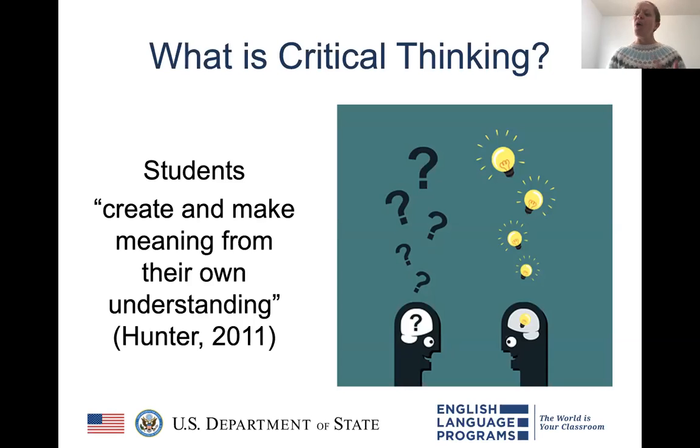It's about how we understand something and how we can use that understanding to solve problems, to think of new ways of doing things, to improve the things in our communities and the things in our schools, and also to improve ourselves. So critical thinking is something that has gotten a lot of attention in more recent years, both in the English language field as well as in education in general.